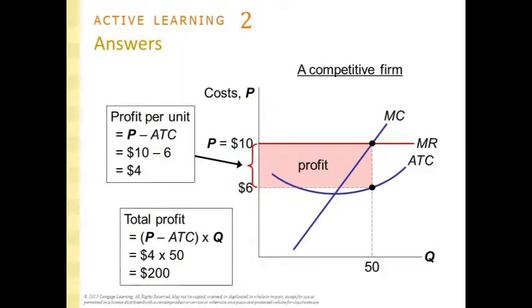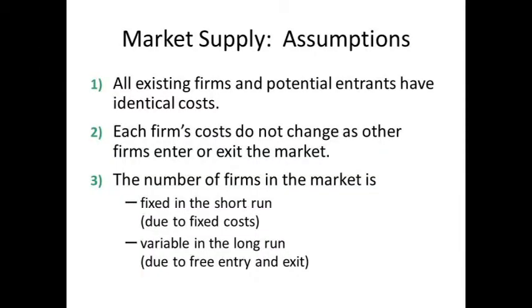So each firm's short run supply curve is its marginal cost curve above the average variable cost. To get to the market supply curve, we add the quantity supplied by each firm in the market at every given price. So in the long run, the firm will either enter or exit the market, decided on their profits.